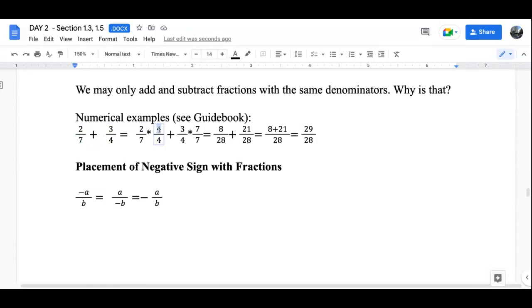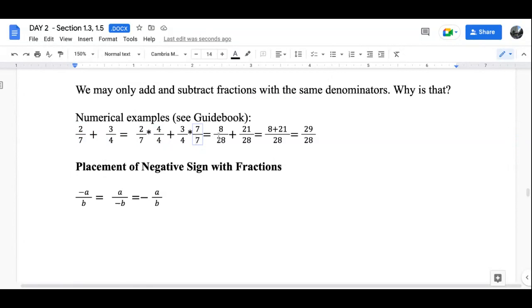So for 2 over 7, we multiply by 1, but this one is 4 over 4. Right? This one is 4 over 4. And 3 over 4, we multiply by 1 also, but this one is 7 over 7. Then we do the multiplication.